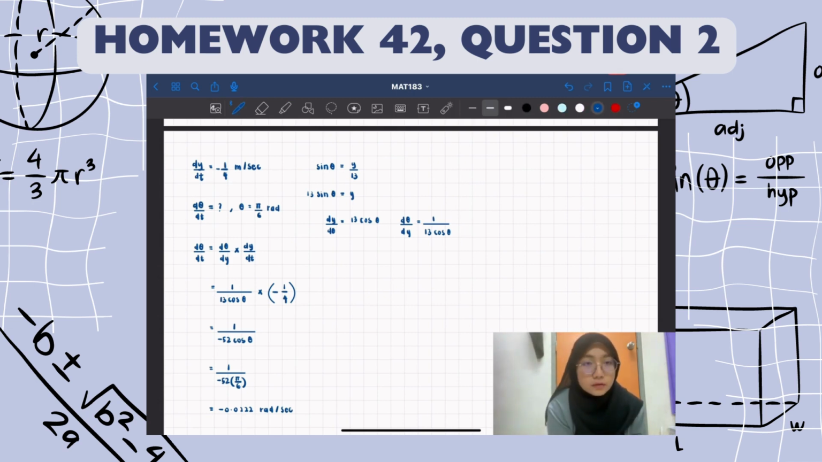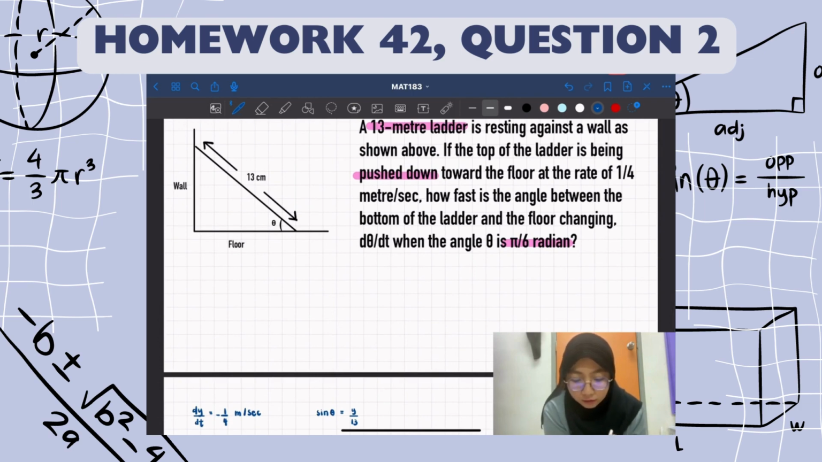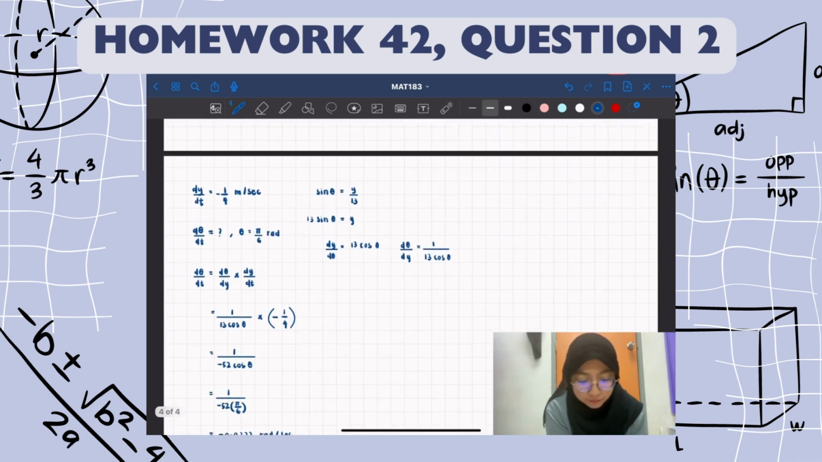And now we're going to search for d theta over dy. From the picture, we know that theta is opposite to y and the hypotenuse is 13 meters. So we're going to write it like this: sine theta equals y over 13.